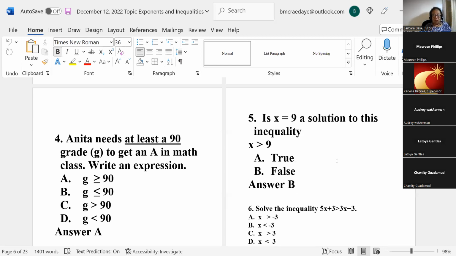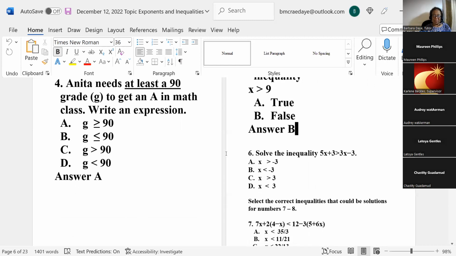Answer B. Got it? Because X equal to 9 can't be X greater than 9. Not the same. It's got to be a number greater than 9. X equal to 9 is not saying something greater than 9. It's saying the value is equal to 9. Got it? Okay. Let's go to number 6. Make this one bigger.